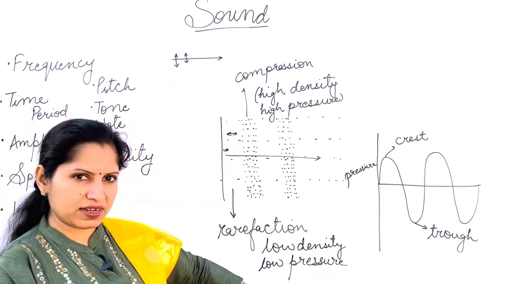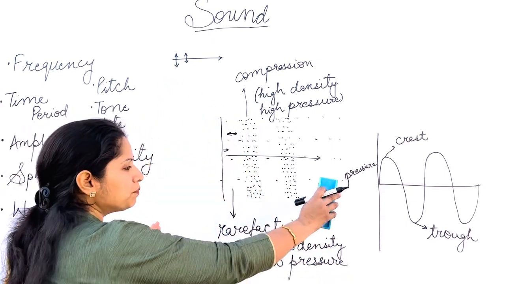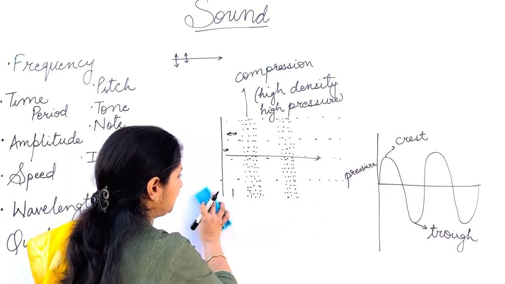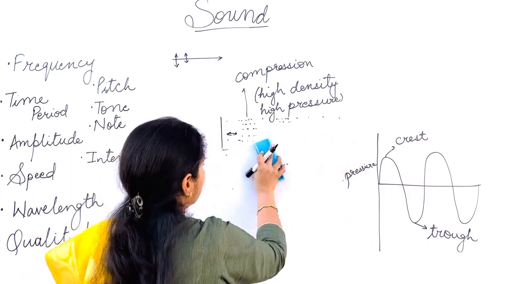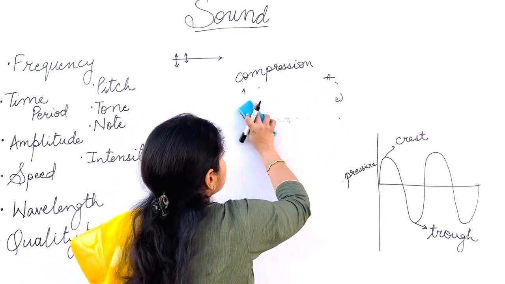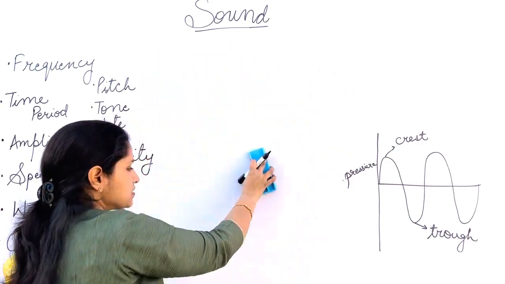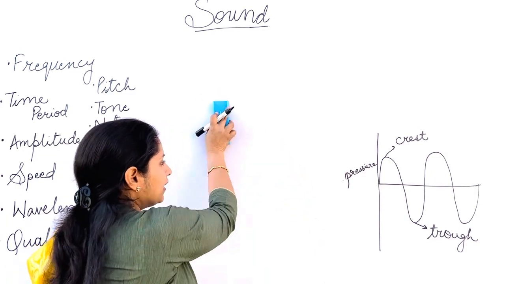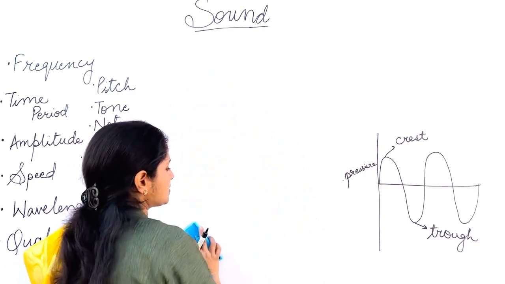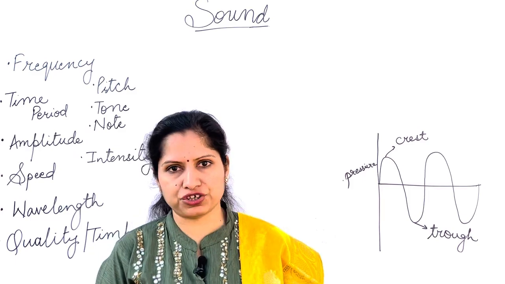So I'm just going to erase this off. I hope this is clear, but we'll let our diagram be there only, the graph that we have plotted. So one thing that's very important we have seen is the area of compression is the area of high pressure, and the area of rarefaction is the area of low pressure.